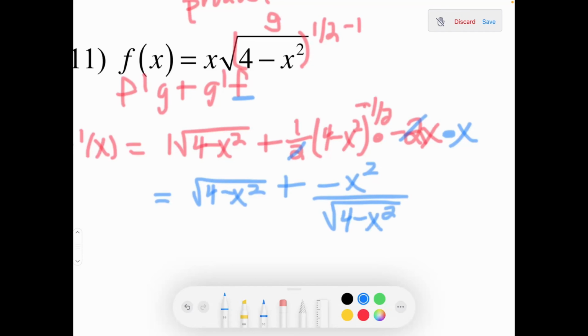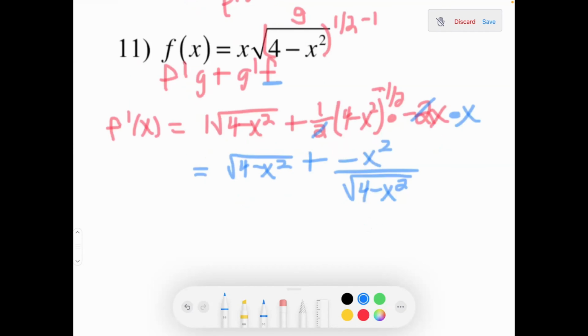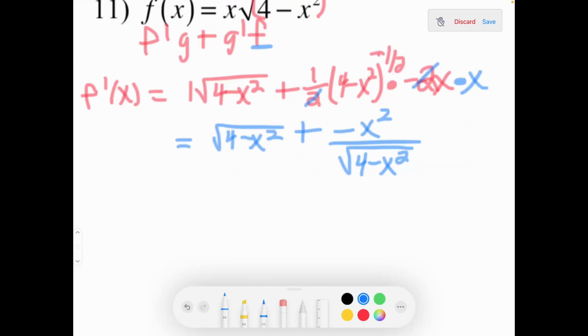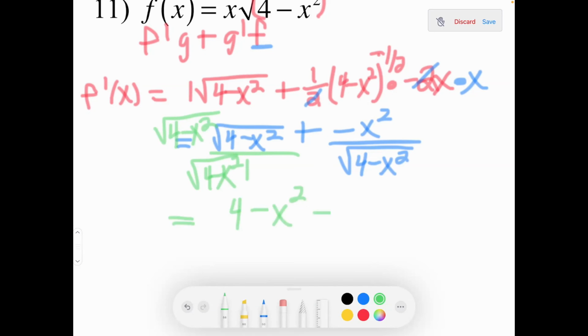All right, at this point, we have a fraction being added to a fraction. So we can actually make these common denominators, put this over 1. So we would multiply by 4 minus x squared under the square root. And we would actually have to do that on the top as well. So when we multiply this together, the square root times the square root is going to go away. So we get 4 minus x squared minus x squared.